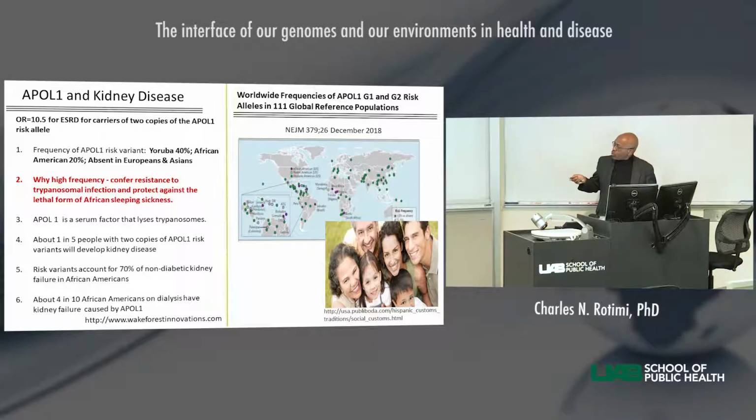And so when you started to look at existing data, especially from Friedman at Wake Forest, it became quite clear that this may be driving the health disparity in a very strong way in terms of kidney failure. About 1 in 5 people with 2 copies of the APOL1 risk variant will develop kidney disease. The risk variants account for 70% of non-diabetic kidney failure in African Americans, and about 4 in 10 who are on dialysis as a result of this gene. Again, that is extremely powerful in explaining the disparity that we see in kidney disease.